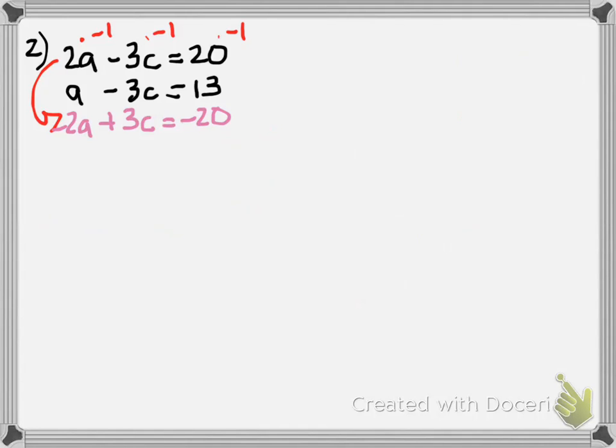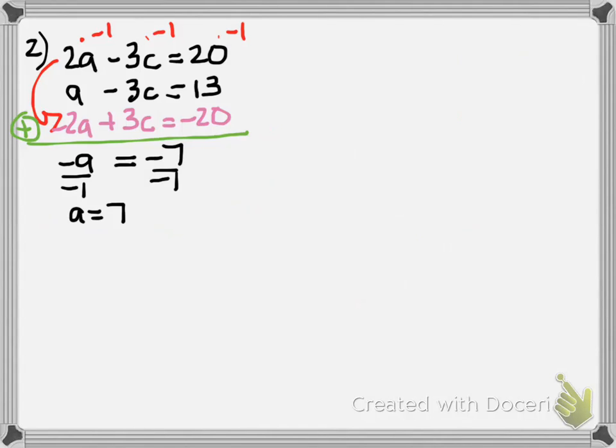Now that I've created the best case scenario, I can go ahead and add the black equation, a minus 3c equals 13, and the pink equation, negative 2a plus 3c equals negative 20. So when I add, let's see, I get a minus 2a is a negative a, the negative 3c and positive 3c eliminate, and 13 take away 20 is a negative 7, and then I just divide both sides by negative 1, and I get a equals 7.